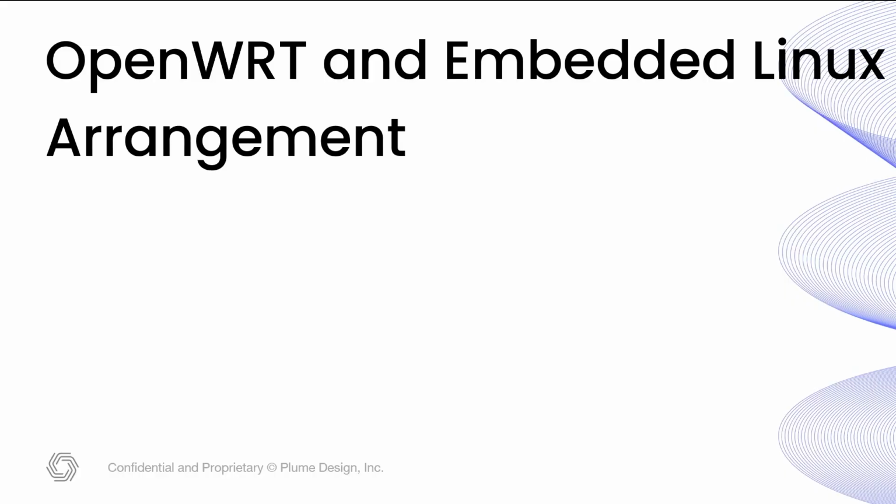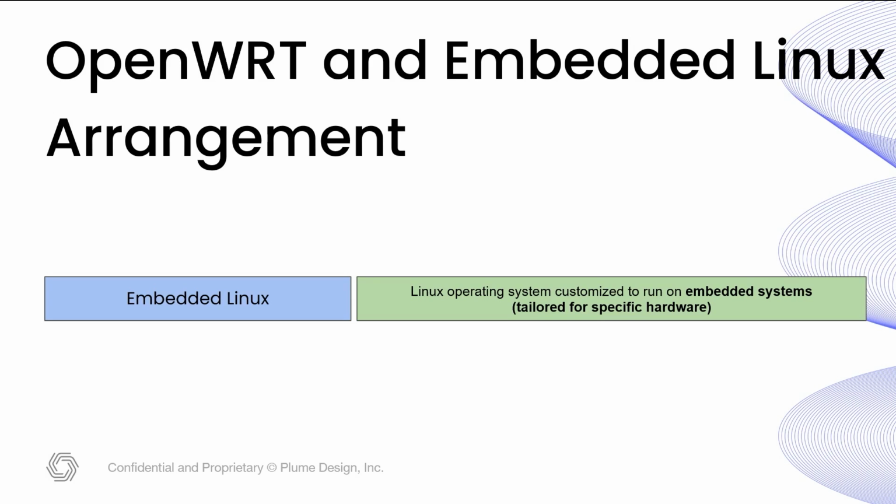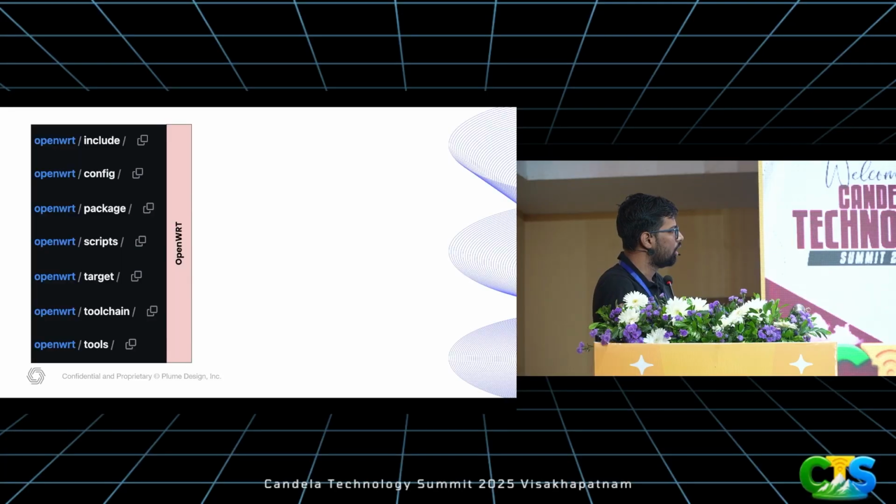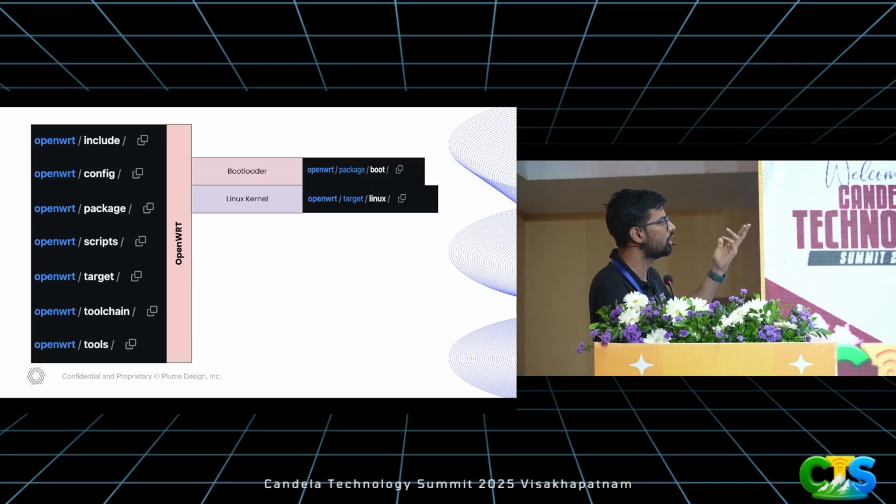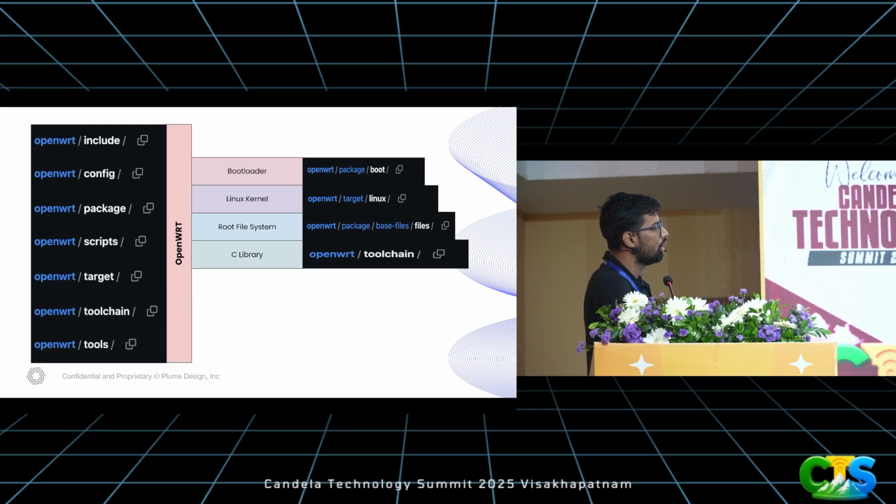Okay, so let's go on to understand how the OpenWrt architecture is implemented. Typically, embedded Linux is an operating system which is customized to run on embedded systems, very much tailored for specific hardware. OpenWrt is one of the embedded Linux implementations. So for any embedded Linux, what do you need? We need some key components. We need a bootloader which boots the system. We need a Linux kernel. We also need a root file system. We need a C library. We need an init system. We also need user applications.